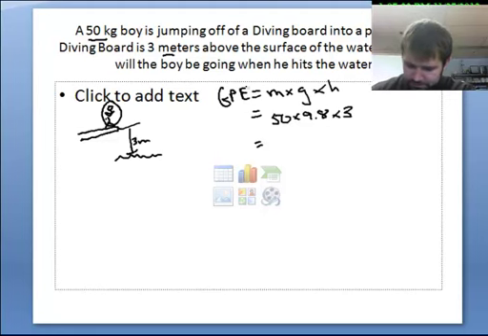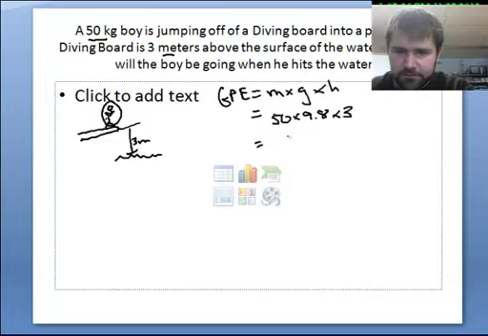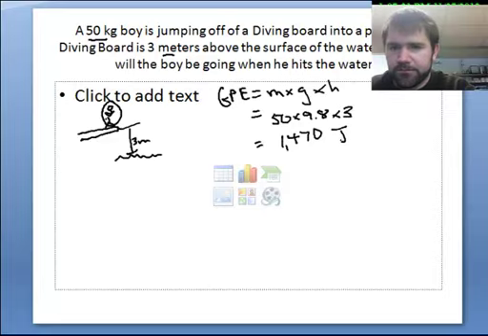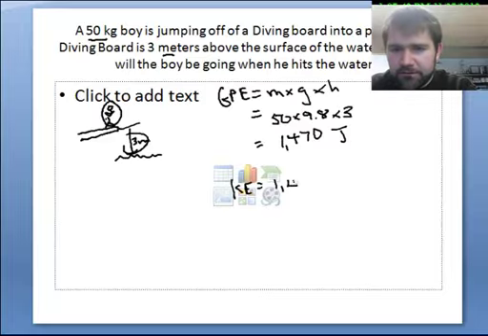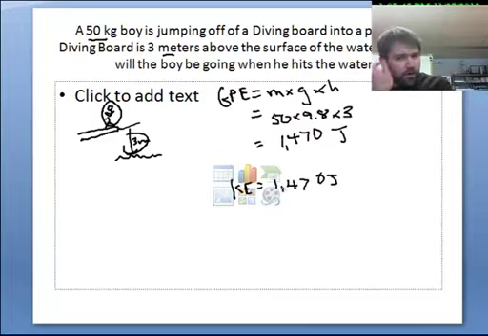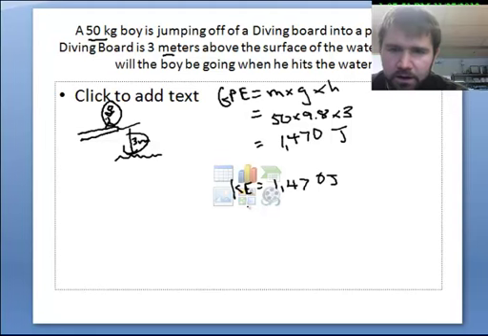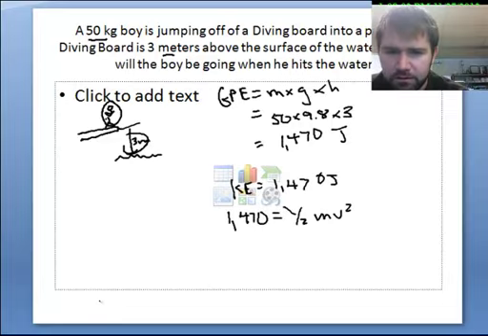50 times 9.8 times 3 is equal to 1,470 joules. Now, that is the gravitational potential energy at the top. We know that all of that will be kinetic energy at the bottom, so I know at the bottom that kinetic energy will also equal 1,470 joules. Remember, this is only at the very bottom, just before this diver hits the water. So I know that kinetic energy equals 1,470, and I also know it equals 1/2 mass times velocity squared.